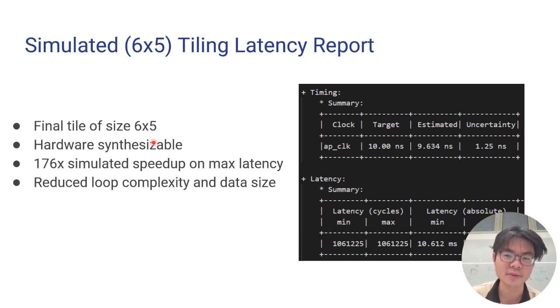While there are more optimal tile sizes, none of these were able to generate a bit stream. This size was optimal as it was hardware synthesizable and it could achieve a 176x simulated speedup on the maximum latency reported from the baseline. This also included other optimizations such as reducing the loop complexity and dropping the data size of the types.